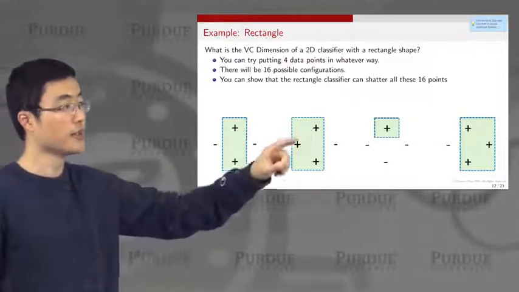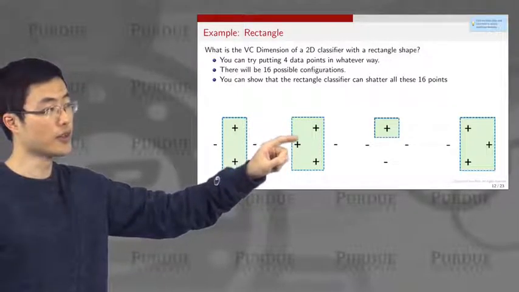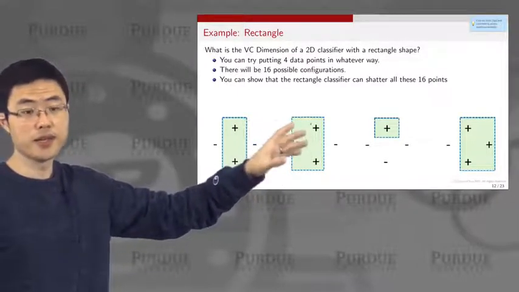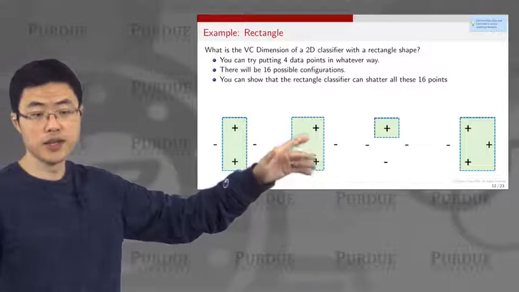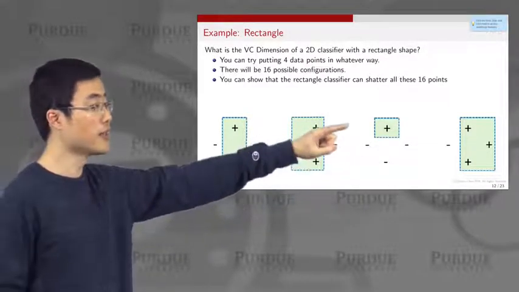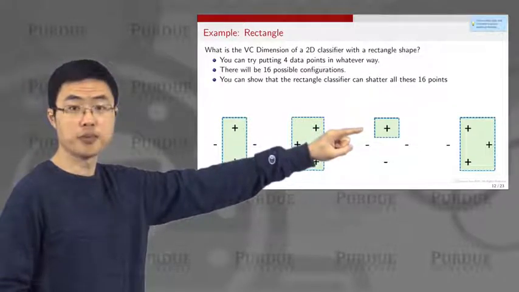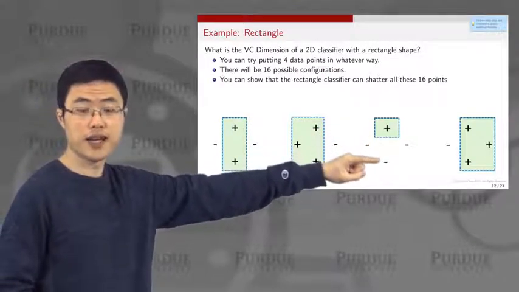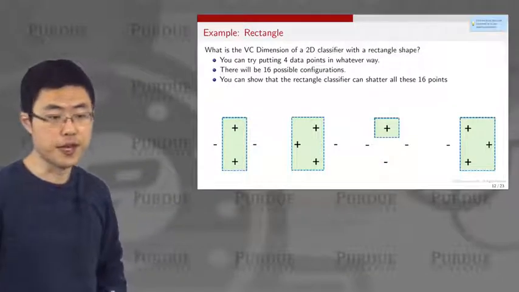And the answer is yes, right? Because I can draw a rectangle of this shape, and anything inside would be classified as +1, anything outside would be classified as -1. Now you can also consider the case where you have a plus here, and then all the minus down there, so that you can also classify.